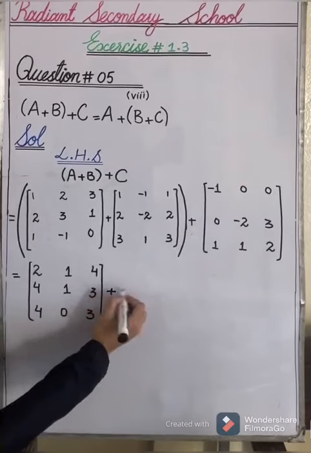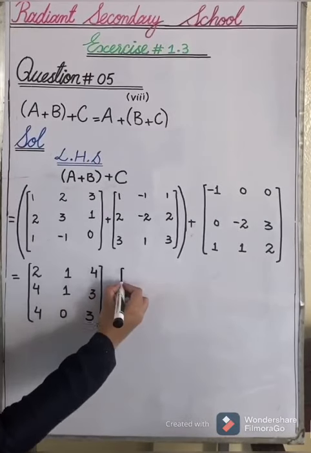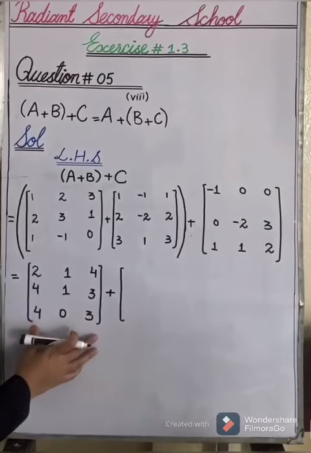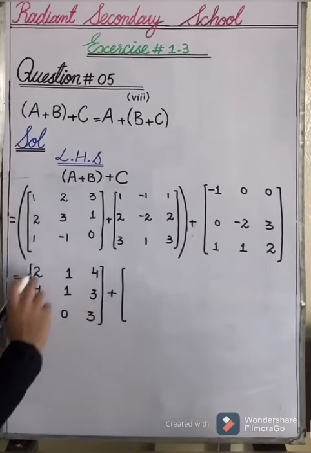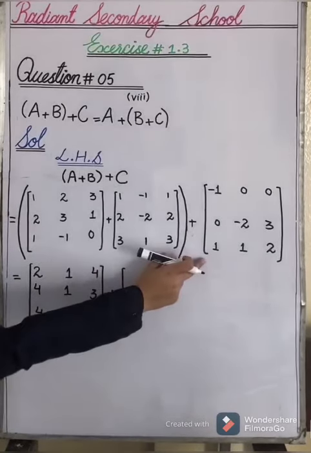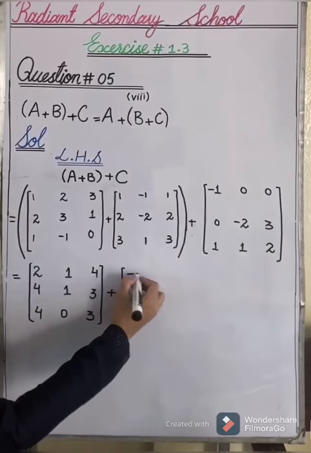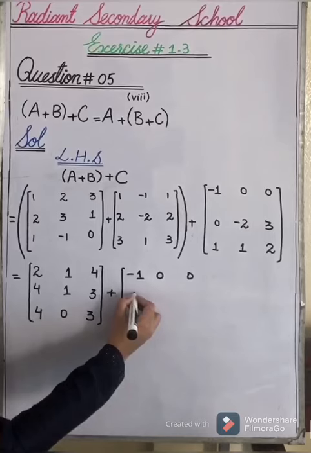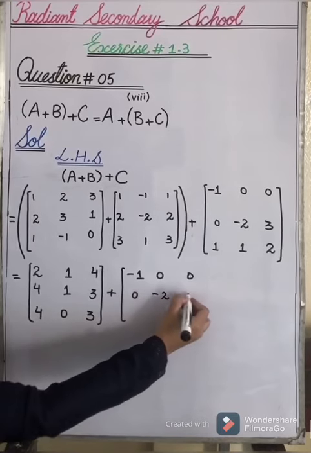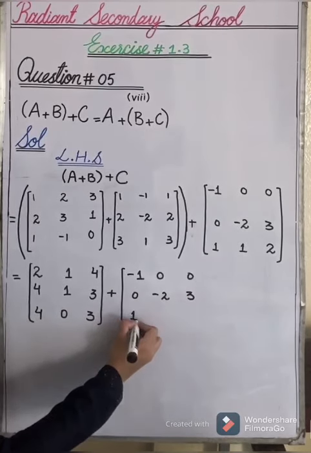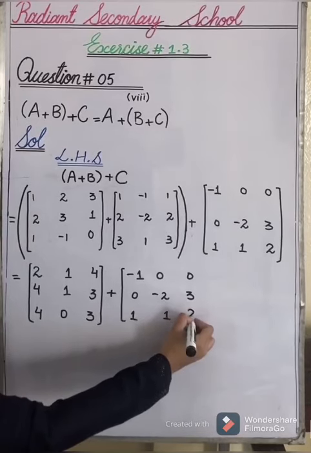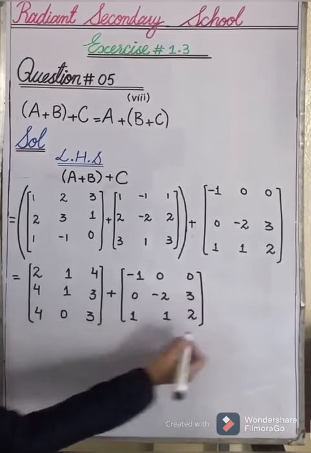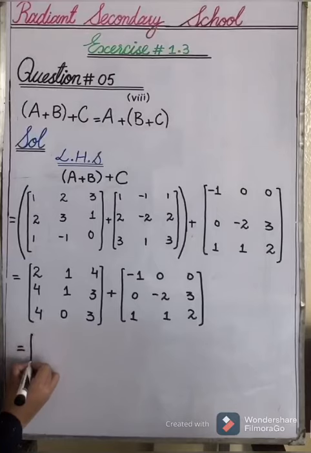Now, I will add this matrix C with the addition of these two matrices. Let's start adding this matrix with C. I'm going to first write this matrix, which is 1, minus 1, 0, and 0, minus 2, 3, 1, 1, 2. In the next step, we will add these two matrices.